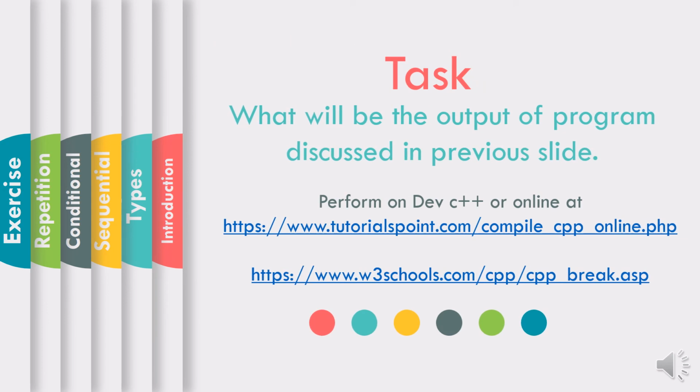So, here is the task for you. You have to tell the output of the program discussed in the previous slide for the nested loop. You have to tell the output for that code, the example that we have discussed for the nested loop. You have to perform it on Dev C++, or you can also perform it online on the given link, this one.